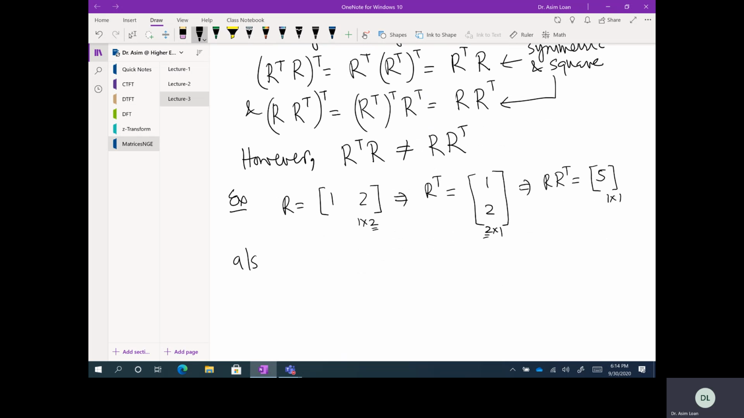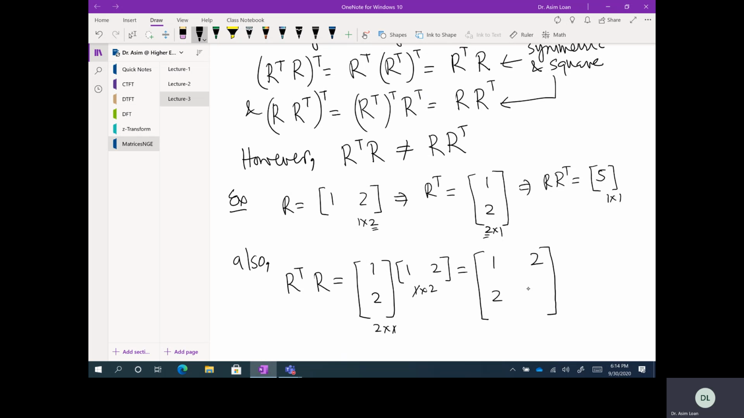Also R transpose times R is [1; 2] times [1, 2]. This is 2 by 1. This is 1 by 2. So obviously this is a 2 by 2 matrix. Again, rank 1. So multiple of the first row, [1, 2; 2, 4]. This is a rank 1 matrix. Okay.